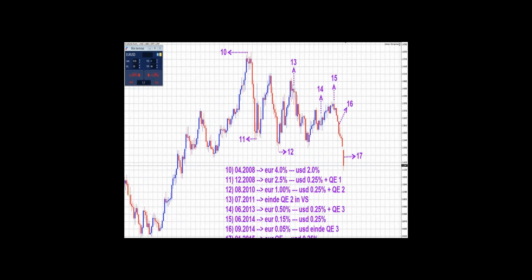And we see, of course, as the U.S. ends its quantitative easing and the euro drops its rate to near zero levels and introduces its own quantitative easing, we see the euro dollar plummet.